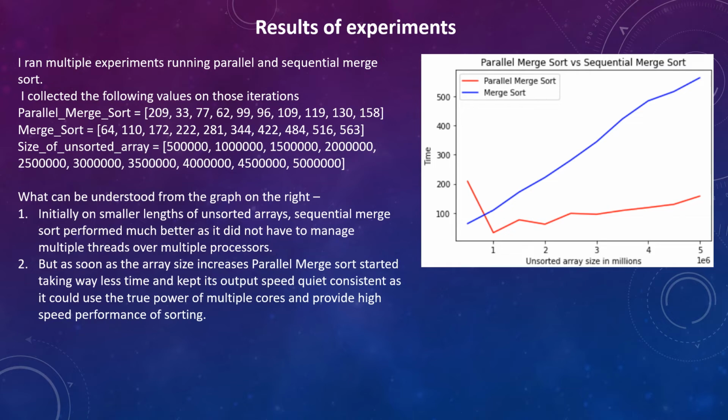What can be understood from the graph on the right is that for initially smaller lengths of unsorted arrays, sequential merge sort performed much better, as it did not have to manage multiple threads over multiple processors. Sequential sort got a smaller unsorted array, and the same was given to parallel merge sort, but sequential sort didn't have to run multiple operations to run parallel threads together and merge them; it ran everything sequentially, and that is why it was faster.